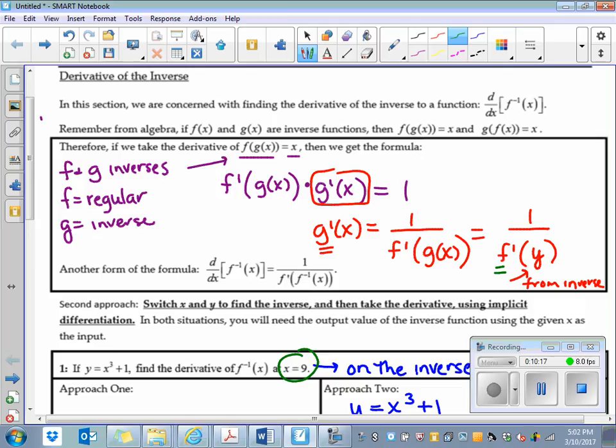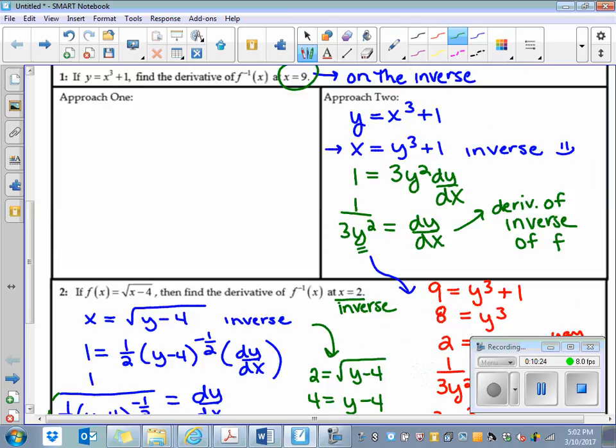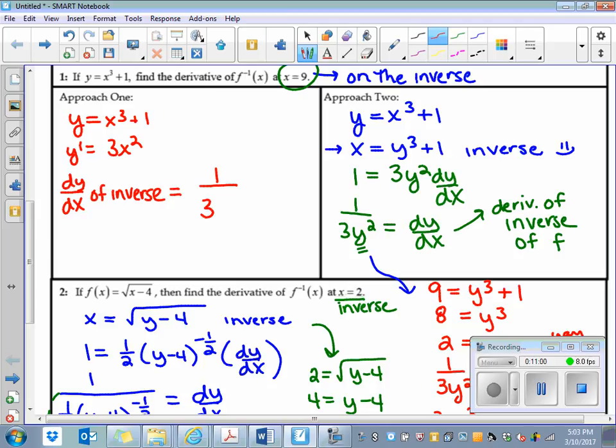Now, I know right now you're going, what did she just say? I have no clue what she means by that. But if I compare approach 1 and approach 2, you'll see, oh, it's a shortcut. Approach 1 says, take my original function, y equals x cubed plus 1, and take its derivative. Okay, so y prime is 3x squared. So supposedly, the derivative of the inverse then is 1 over 3y squared. Holy crap, look at that.